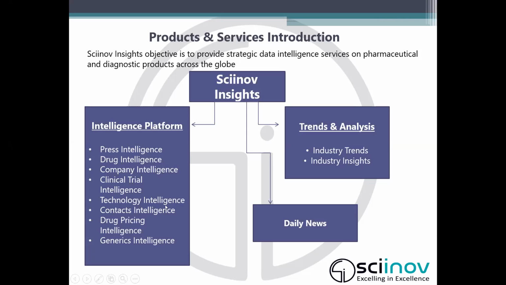Technology intelligence is one more innovative platform wherein we studied close to 800 to 1,000 technologies across drug development, drug discovery, and drug formulations, and these 800 to 1,000 technologies apply to close to 8,000 drugs. And also we have a contacts intelligence database wherein we have close to 1 lakh contacts. By department we have the contacts, so it will give you business leads.